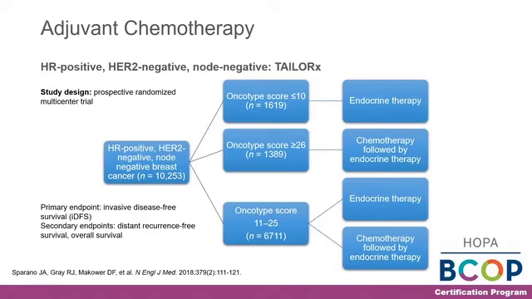And then the group that was in the middle, because historically we weren't quite sure what to do with patients who fell into this group, the aim was to find out if chemotherapy followed by endocrine therapy was superior to endocrine therapy alone, because standard of care in most of these patients, depending on the score at that time, was chemotherapy followed by endocrine therapy. The primary endpoint of the TAILOR-X study was invasive disease-free survival, and secondary endpoints included distant recurrence-free survival as well as overall survival.